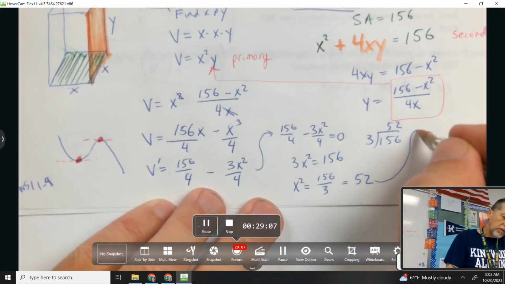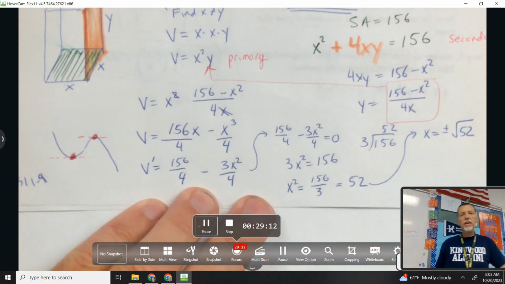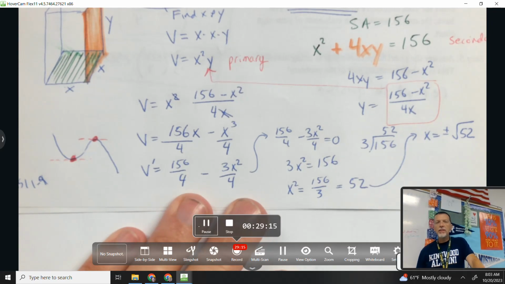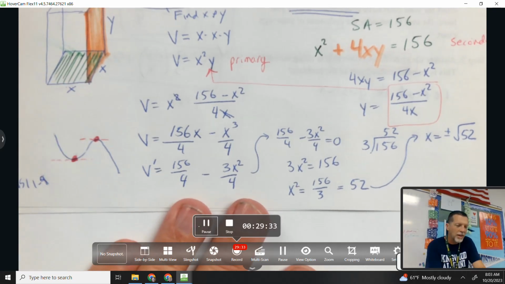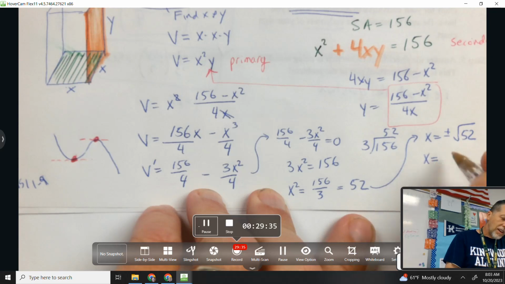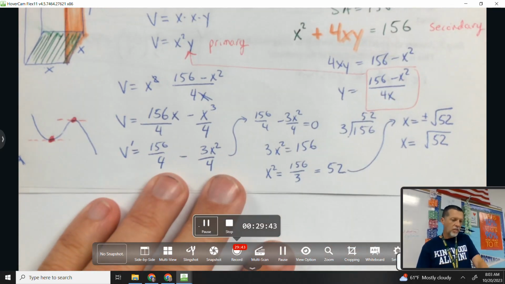So, running out of space here. x equals plus or minus the square root of 52. So I did get 2 answers, but I'm not real worried now about which one I want to use. Right? Which one do you think would make more sense? The positive one. Look at the picture. You can't have an x that's negative square root of 52. That doesn't make sense. So, yet again, I don't really have to do a sign chart to figure out which one's the best one. I can figure it out.